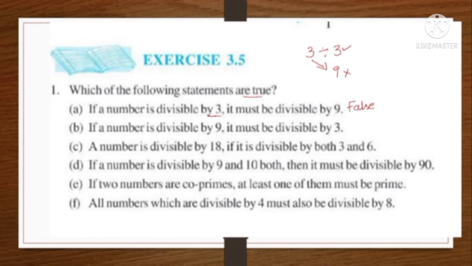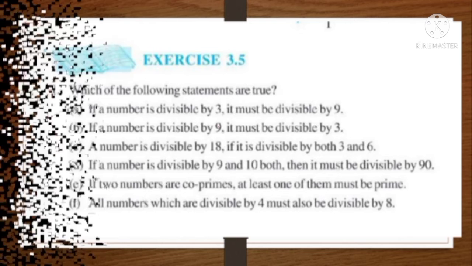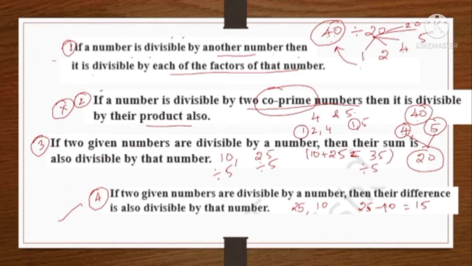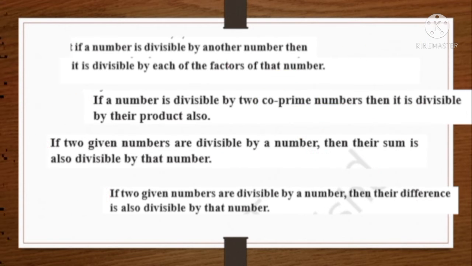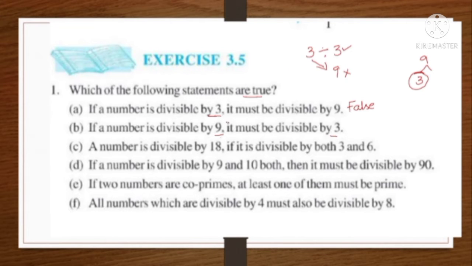The next, second subdivision: if a number is divisible by 9, then it must be divisible by 3. This is true because just now we had seen the previous property. The first property: if a number is divisible by another number, then it is divisible by the factor of that number. So its factor also divides it. That is the concept we are going to use. Then its factor must also divide that number, isn't it? So the answer is true.